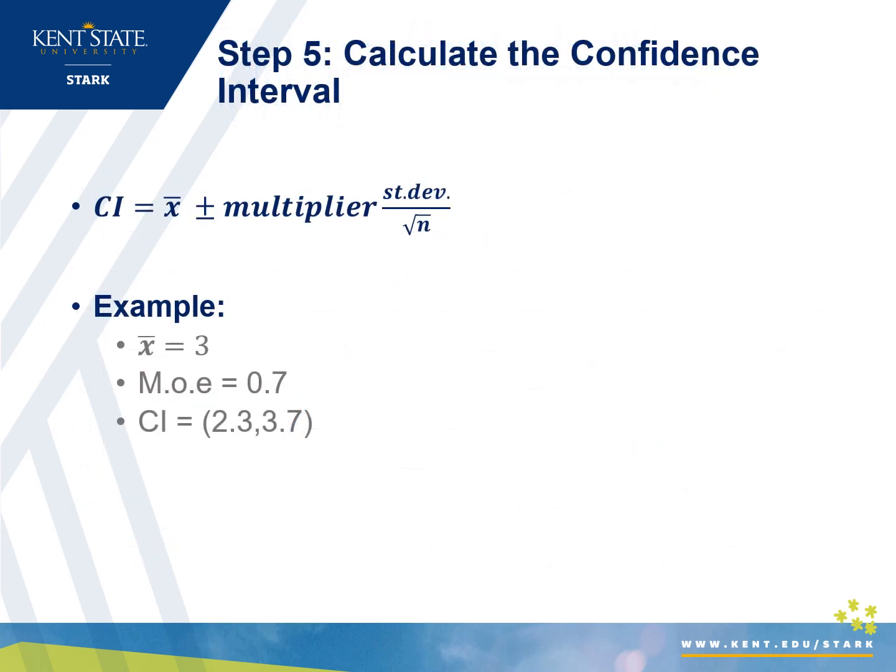Now that we have our margin of error, calculating the confidence interval is pretty straightforward. You take your sample estimate and you add and subtract that margin of error to get a range. So if your sample mean was 3 and you have a margin of error of 0.7, then the lower end of your range is 3 minus 0.7. And the upper end of the range is 3 plus 0.7. So you end up with a range of 2.3 to 3.7.